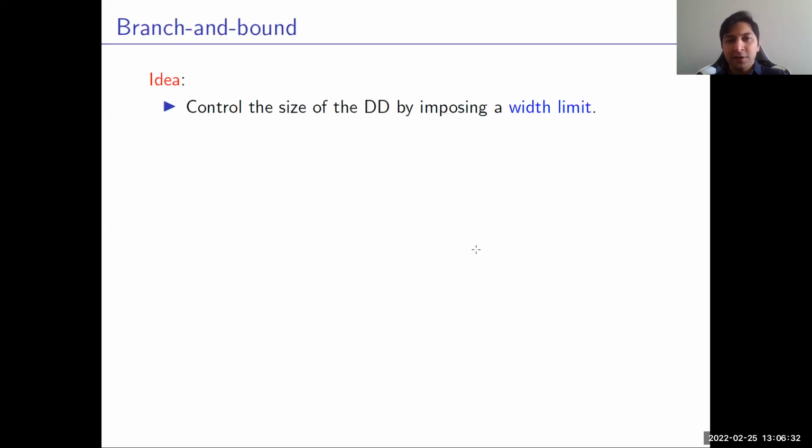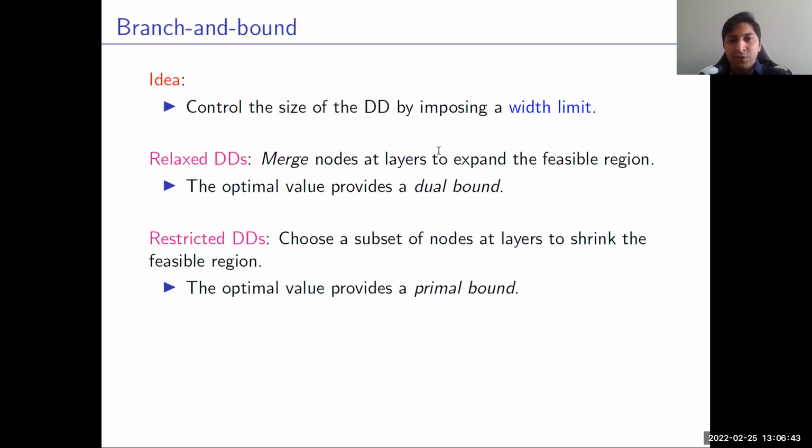So the idea is to control the size of the decision diagram by having a bound on the maximum allowed number of nodes at each layer of the decision diagram. So using the width limit, we can build relaxed decision diagrams by merging nodes at layers that exceed the width limit. So we reduce the number of nodes to satisfy the width limit, but the cost is that we expand the feasible region. Hence, we obtain a relaxation, and if we find the optimal value over the solution set of relaxed decision diagrams, we obtain a dual bound.